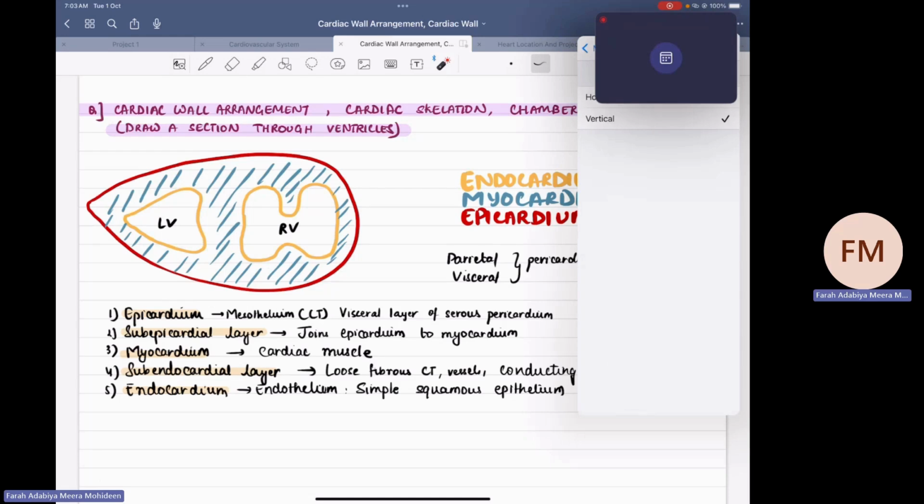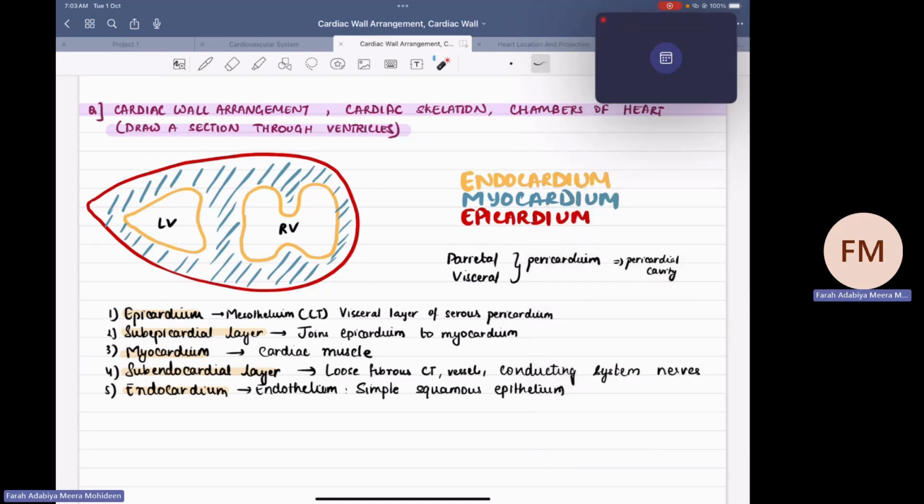Okay, so first, this is a simple section from your ventricles. This is not the actual picture. You need to put more details in your diagram, and we'll talk about this part of the question at the end of this video. Apart from that, this is the simplest section that you can draw through your ventricles. And through this we will talk about the cardiac wall arrangement.